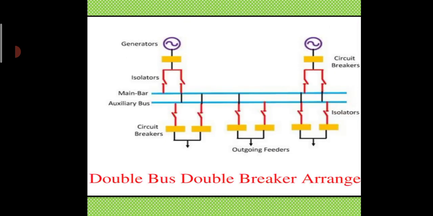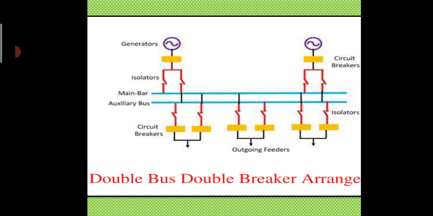Now, the double bus double breaker arrangement. Double bus bar with two circuit breakers, this is a simple and flexible arrangement. It is expensive and hence it is rarely used. It is used in large generating stations which require highly secure connections. It provides the best maintenance facility for maintenance to be carried out on the circuit breakers.